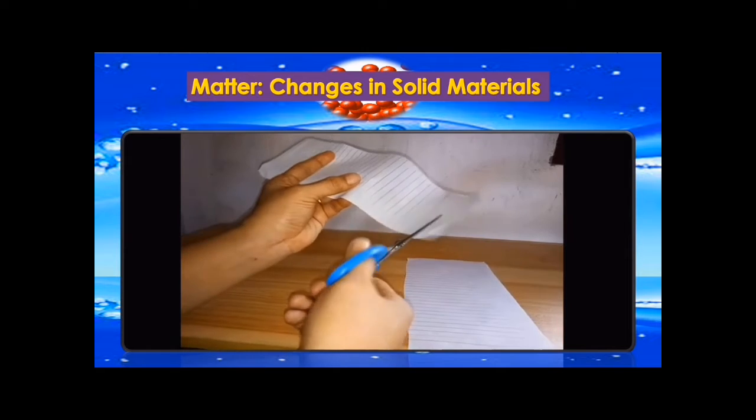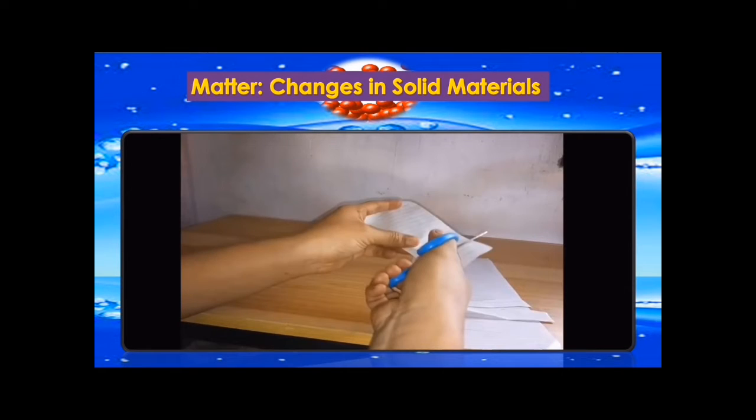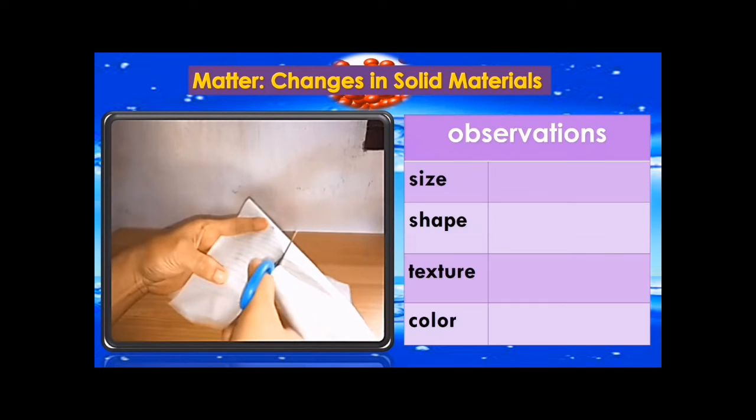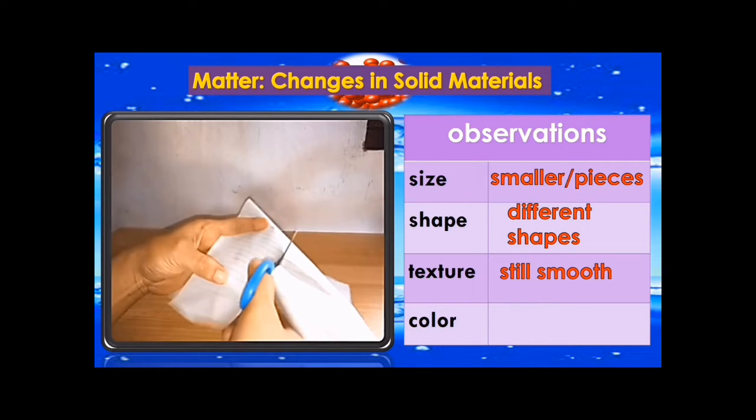Now this time is a piece of paper when cut by a scissor. Now what do you observe to the paper after it was cut by a scissor? Did it change its size? Yes, the paper became smaller or turned into pieces. Is there a change in its shape? Correct, the paper was changed into different shapes. What can you say about its texture? Right, the texture is still smooth. Did it change its color? Correct, nothing has changed in color.